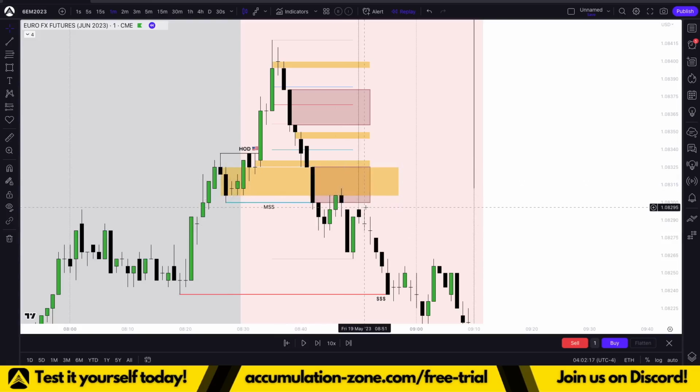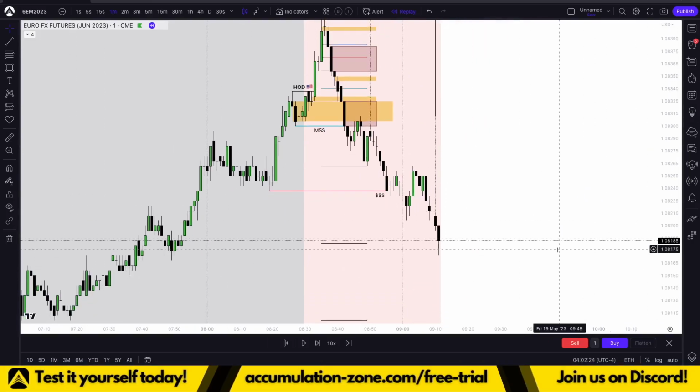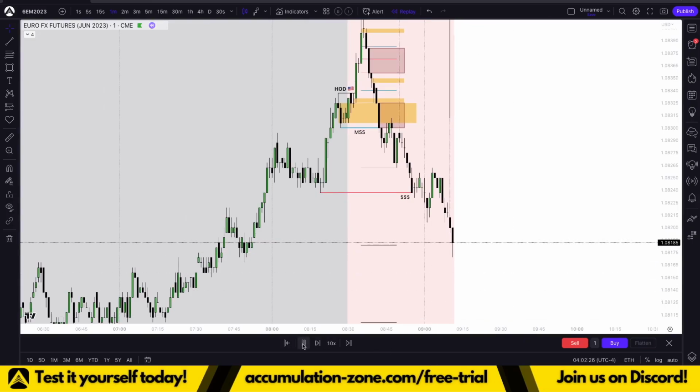This would have been the only possible entry opportunity for us here into the sell side, unless we reverse back up, but this wouldn't really be the target. Let's see how the rest played out.